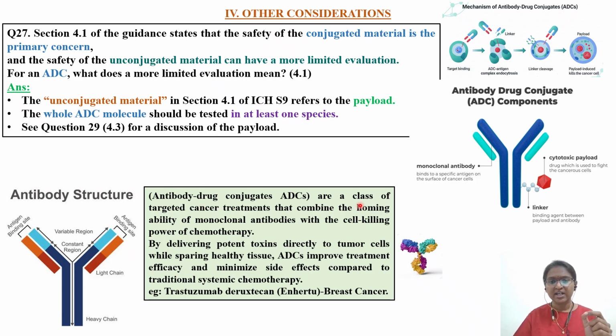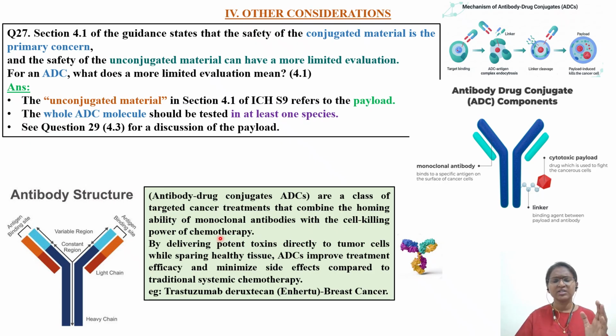Antibody drug conjugates are a class of targeted cancer treatments that combine the homing ability of monoclonal antibodies with the cell killing power of chemotherapy. If you see, this is a typical structure of an antibody where you have the heavy chain, these are the light chains, and here are the antigen binding sites. This is your variable region. This monoclonal antibody has a tendency called homing ability.